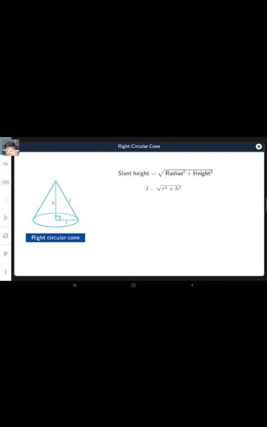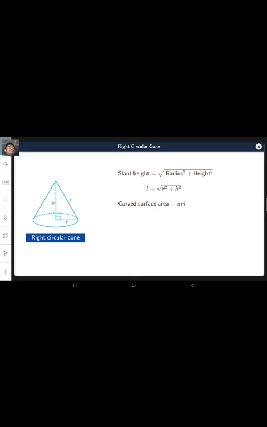The three-dimensional figure with a flat circular base rising in a curved surface that slants to a single vertex is known as a cone. A cone is called a right circular cone if its axis, the line joining the center of the base circle to the vertex, is at a right angle to the base. Let us consider a right circular cone with height h, slant height L, and radius r. We can find the slant height using the Pythagoras theorem.